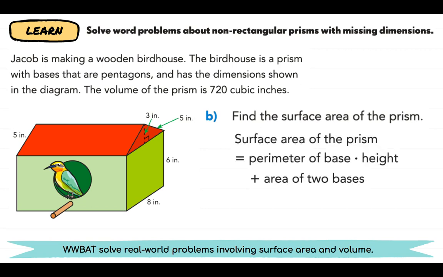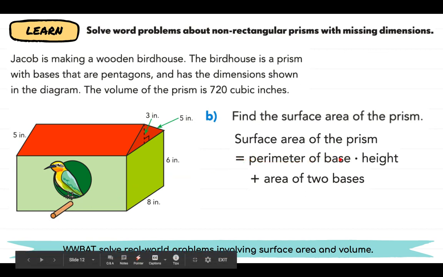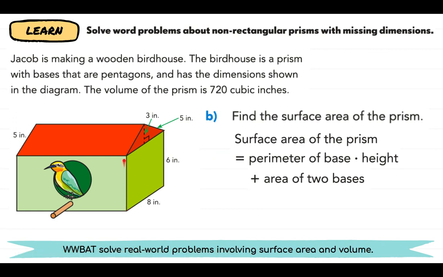The formula for the surface area of the prism is the perimeter of the base times height plus the area of two bases. As you can see, this formula will ask you to find the perimeter of the base times the height. So now we get all the surface area on the sides, but we still have the surface area on the front and back, which are the two bases. So you have to add the area of the two bases as well. This is why this formula will work with all types of prism.